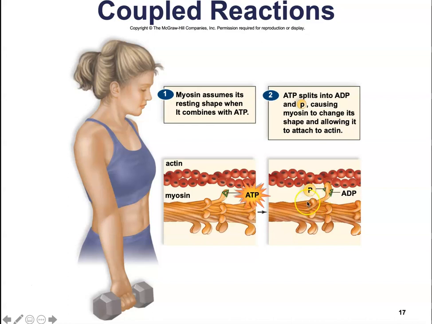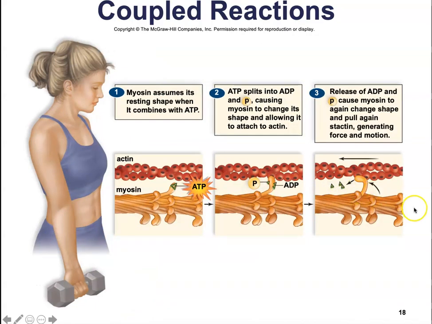And so that causes myosin to change shape and allows it to attach to actin. If you didn't have ATP available, the myosin would never be able to grab onto the actin, all right? Okay, so then what happens further down the line is that this ADP is released and it allows the myosin to again change shape and basically pull on the actin.